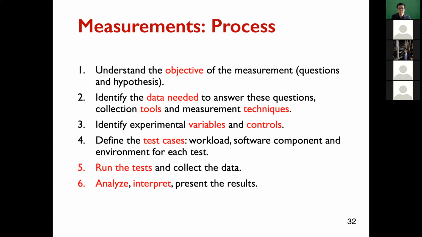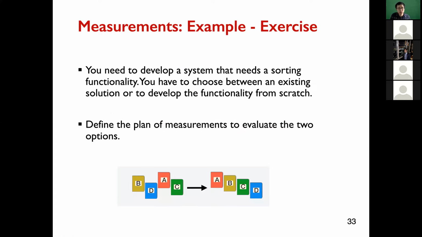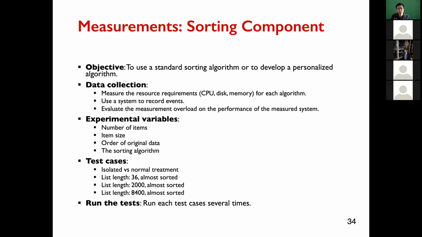Let's look at one example of software performance measurement, right? In this example, you need to develop a system that needs a sorting functionality. You have to choose between an existing solution or a newly developed solution, okay? So we need to define the plan of measurements to evaluate the two options. So how are we going to evaluate the different options, right? First, we need to have objectives.